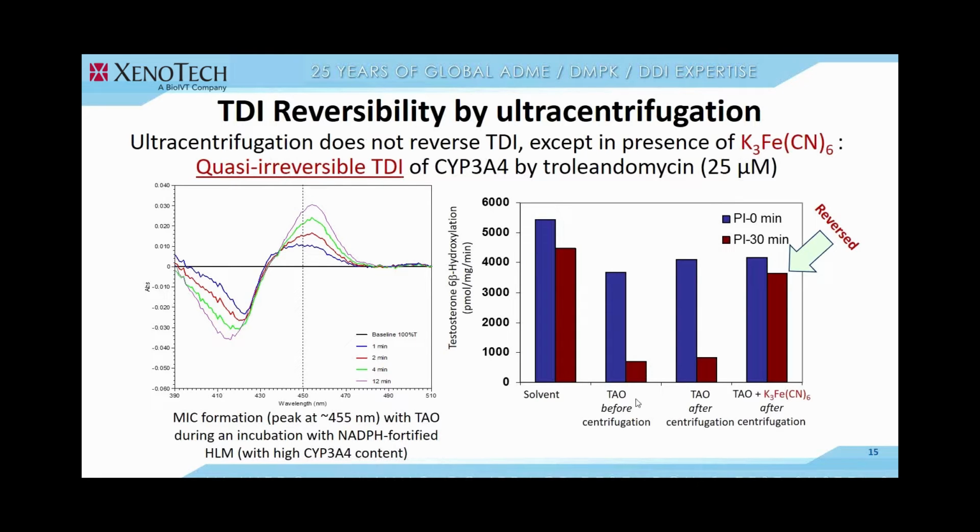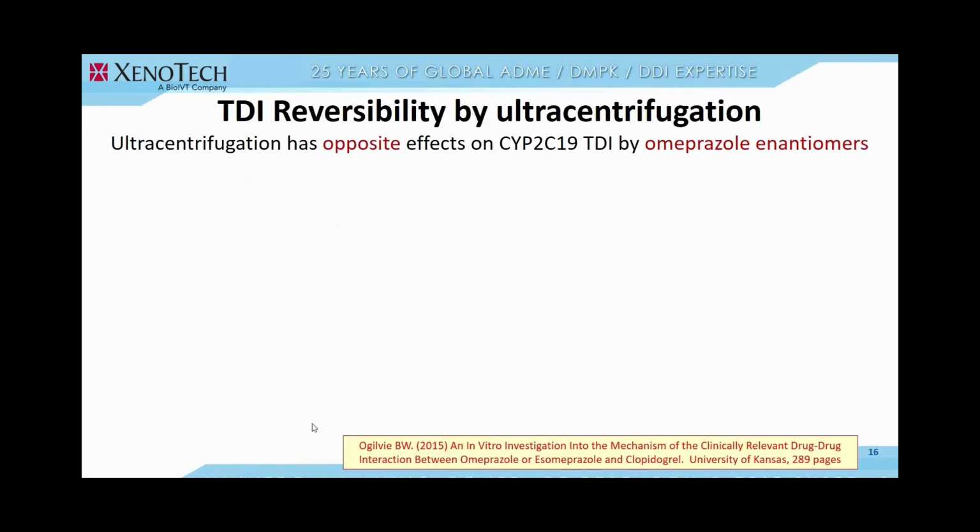And we see, again, solvent does not do much. TAO before centrifugation mimics the IC50 shift. After centrifugation, it is not reversed. And if we stop there, we might conclude that this is simply an irreversible inhibitor. But with potassium ferrocyanide, you see that it is reversed, and now we know we have a quasi-irreversible inhibitor. And if we were to go back after the fact, if this were a test article, we might be able to see this UV-vis spec with a peak at 455 nanometers.